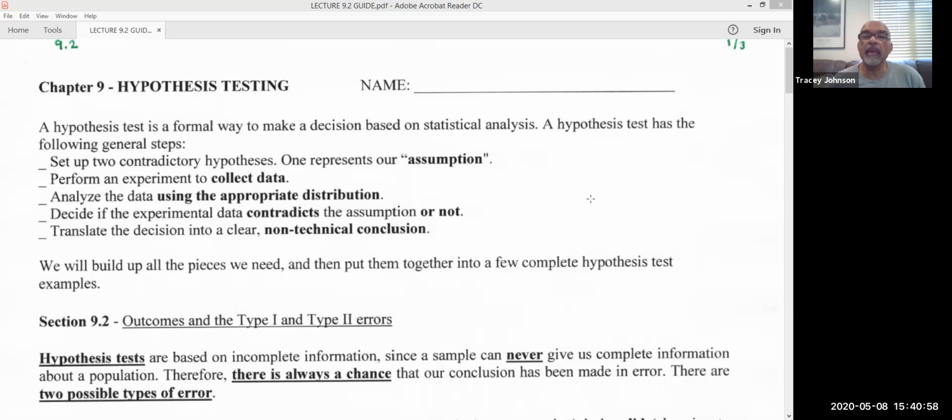An important part of hypothesis testing: type 1 and type 2 errors. Our hypothesis tests are based on incomplete information, since a sample can never give us complete information about a population. Remember, a sample is just part of the whole population. We take a little piece out of that, and we call that the sample. Therefore, there is always a chance that our conclusion has been made in error. There are two possible types of errors that we're looking at here.